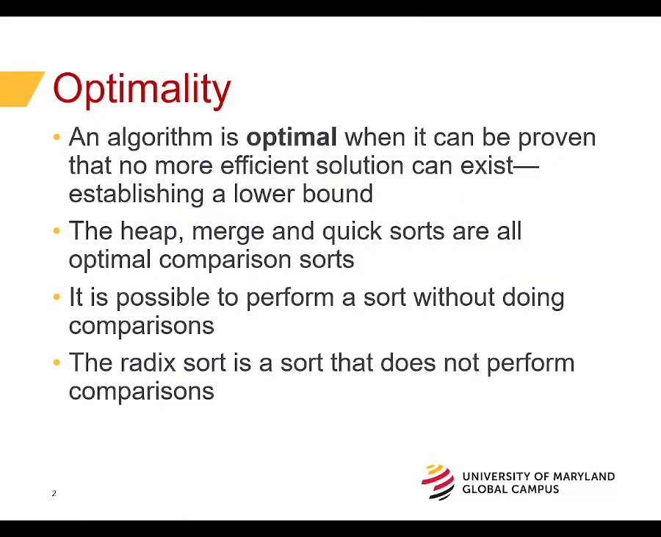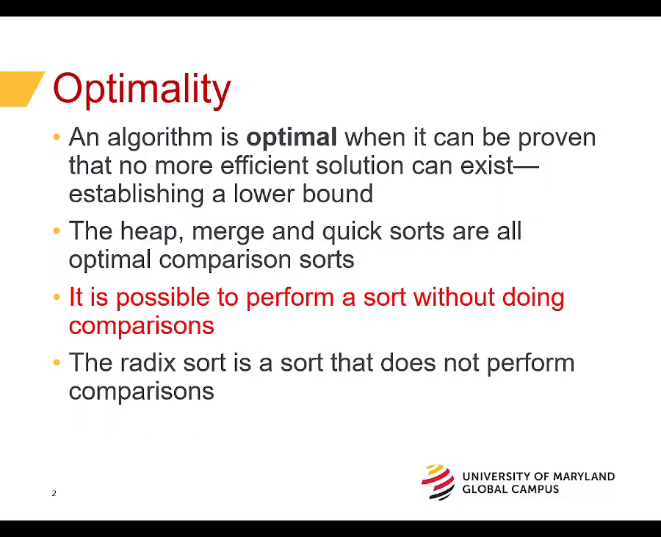We begin by examining what it means for an algorithm to be optimal. We say that an algorithm is optimal when it can be proven that no more efficient solutions can exist, establishing a lower bound. Although the details are beyond our discussion here, it can be proven that n log n is a lower bound for comparison sorting. Consequently, the heap, merge, and quick sorts are all optimal comparison sorts.